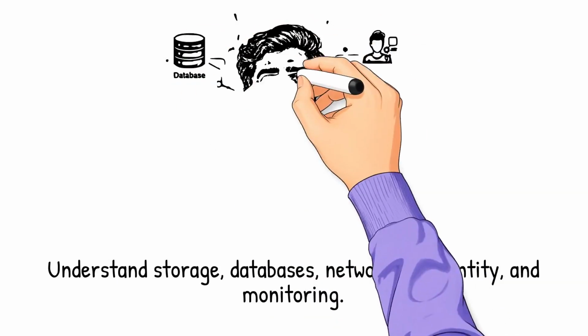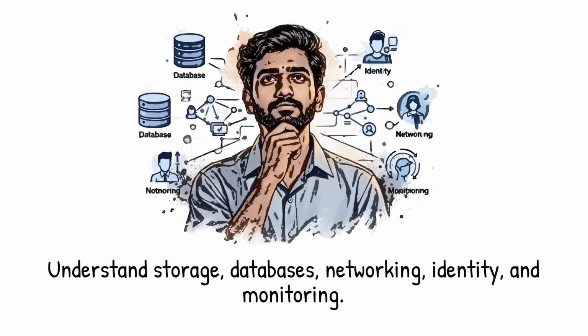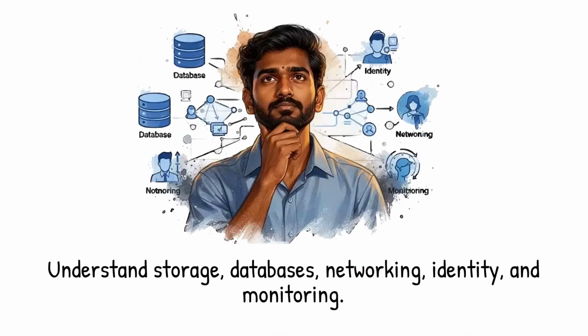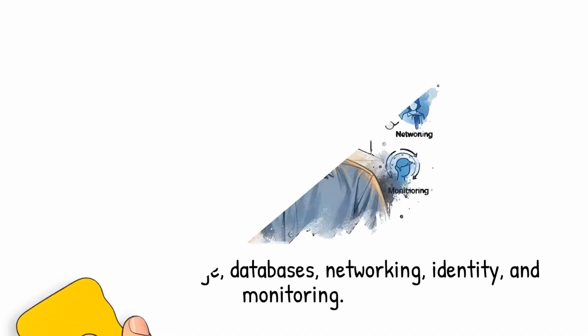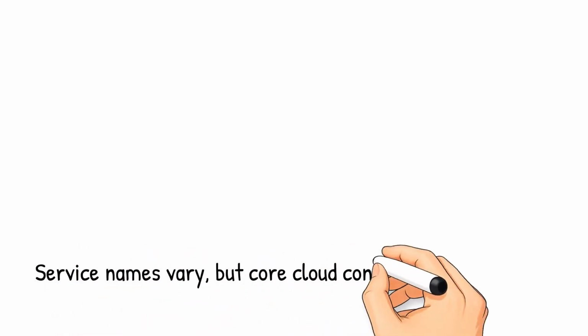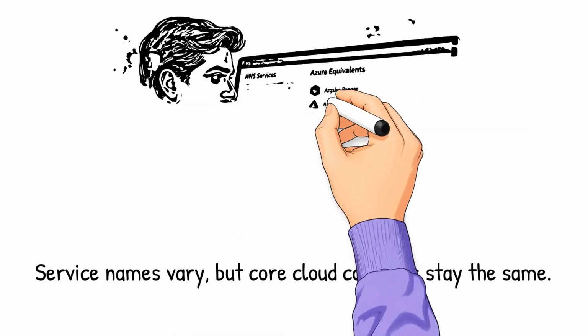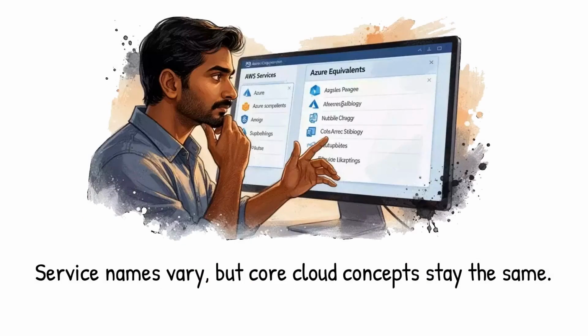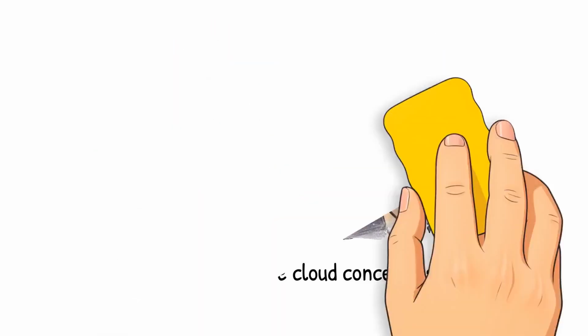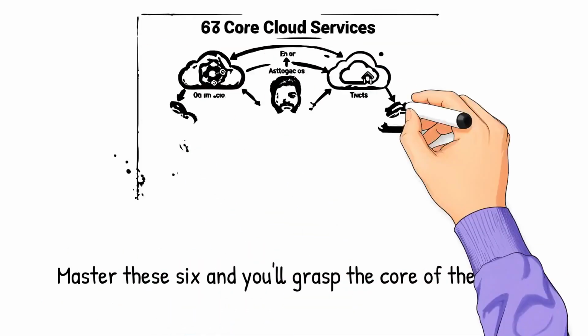Networking, how everything connects safely. Identity and access, who is allowed to do what. And monitoring, keeping an eye on your systems. On AWS, these are called EC2, S3, RDS, VPC, IAM, and CloudWatch. On Azure, they have different names, but the ideas are exactly the same. So in plain English, a cloud engineer creates servers, stores files, connects networks, manages users, protects access, and monitors everything. Learn these 6, and you understand the core of the cloud.